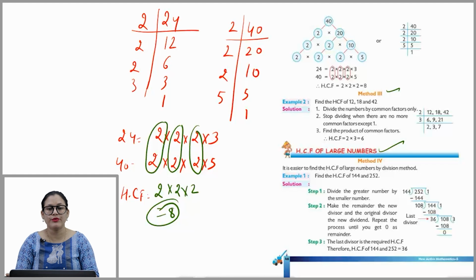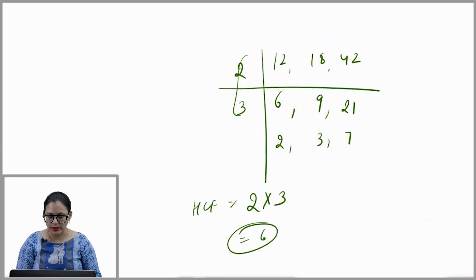Example, find the HCF of 144 and 252. Step 1, divide the greater number by the smaller number. Step 2, make the remainder the new divisor and the original divisor the new dividend. Repeat the process until you get a 0 as remainder. So, the last divisor is the required HCF. Therefore, the HCF of 144 and 252 is equal to 36. Let's do it.